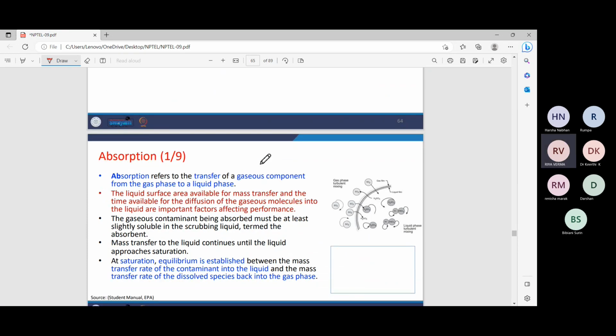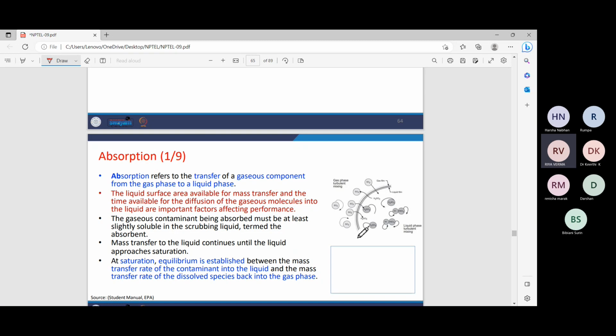these are the processes that are used to treat the gases that are present in the airstream. So the process is absorption. Basically, it refers to the transfer of a gaseous component from a gas phase to a liquid phase. The gases tend to get absorbed on the surface of a liquid, and the liquid surface area available for mass transfer and the time available for diffusion of the gaseous molecules into the liquid are important factors affecting the performance of this absorption mechanism.